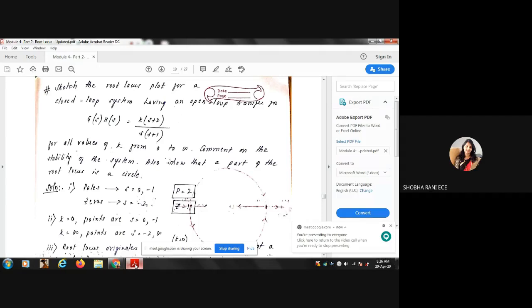Good evening, students. In today's class, I will take up problems wherein you get complex poles. We'll see when you have complex poles how you can calculate the angle of departure. Before going to that, in the last class, we took up problems wherein the root locus was a circle.